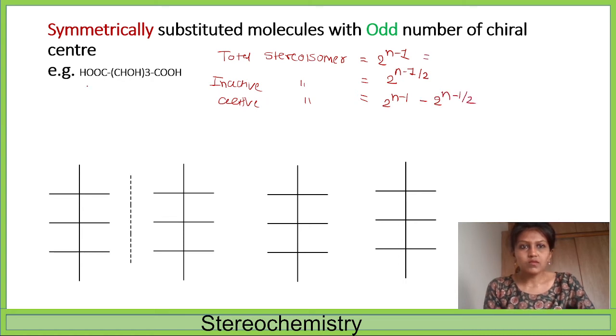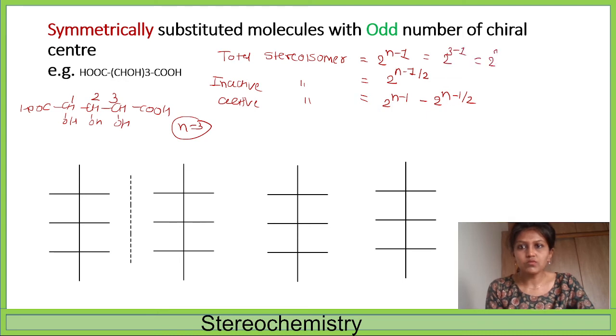Here in this case we have COOH, CHOH, CHOH, CHOH. So there will be 1, 2 and 3, a total of 3 chiral centers present. So we can write n is equal to 3. So by putting the value 3, 2 raised to 3 minus 1, that is 2 raised to 2, that is 4.